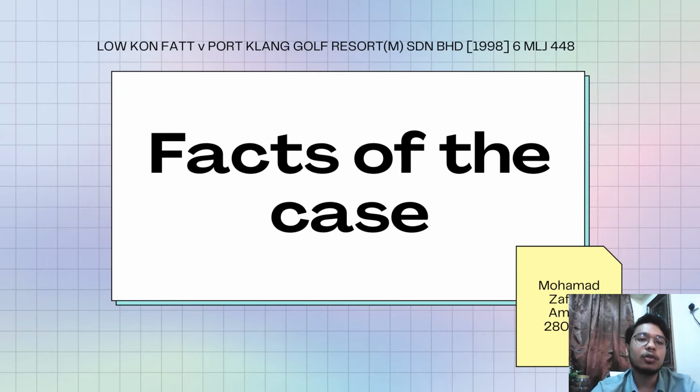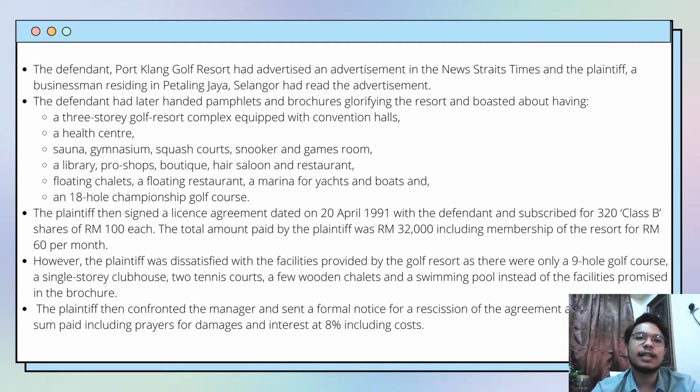In the case of Low Kon Fatt against Port Klang Golf Resort, the defendant, Port Klang Golf Resort, had placed an advertisement in the New Straits Times, and the plaintiff, a businessman residing in Peninsula Selangor, had read the advertisement. He later became interested in the package stated in the advertisement and called the defendant's office.